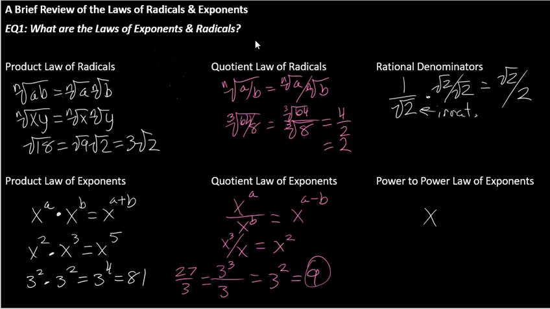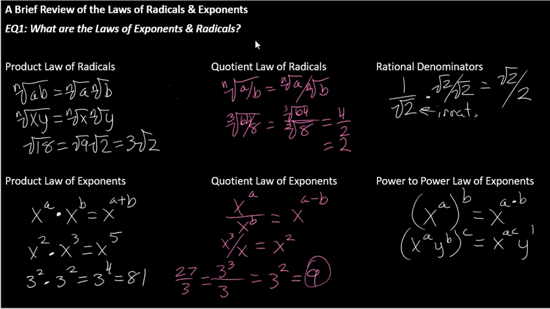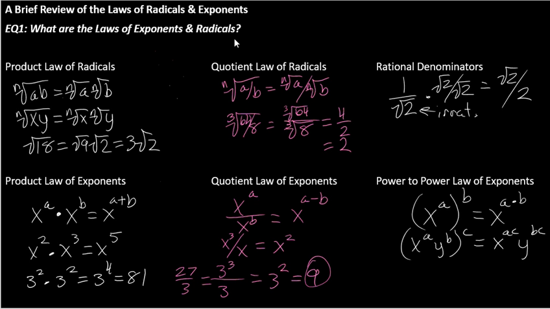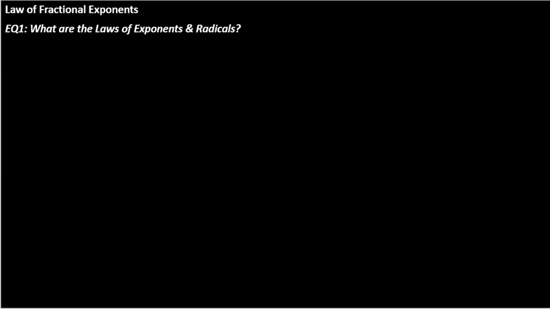Power to power law. If I have x to the a all being raised to the b power, all this would end up being is x to the a times b. We could also say if I had x to the a, y to the b, and all of this was being raised to the c, this would be x to the a times c times y to the b times c. An example of this, and you saw some of this on the getting ready assignment: if I had 2x squared y all being raised to the third power, this would be 8 x to the 6 y to the third. Just a little refresher there.